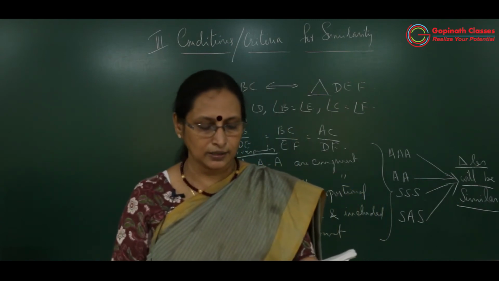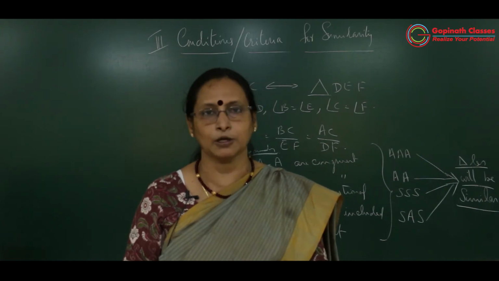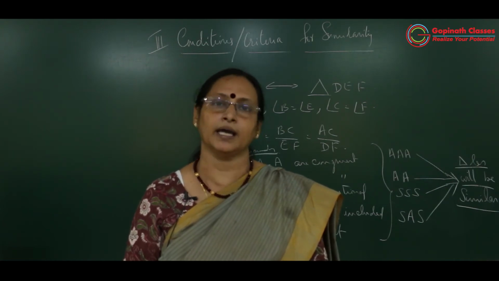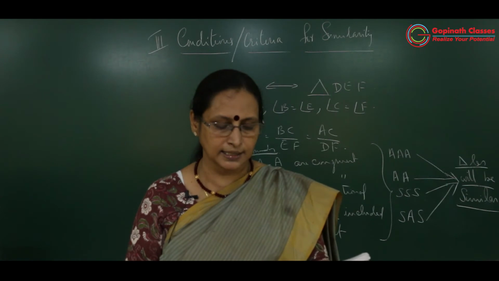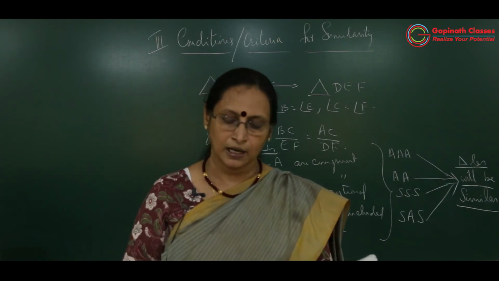It's very clear, triangle ABC and triangle PQR are similar because all 3 corresponding angles are equal. By which criterion? By AAA. 60, 60, 80, 80, 40, 40. By AAA, the first is similar. Come to the second one.